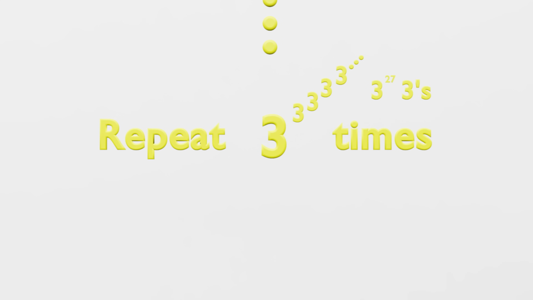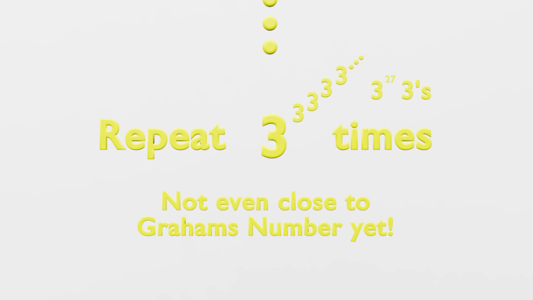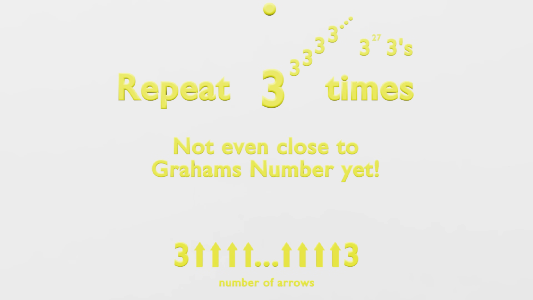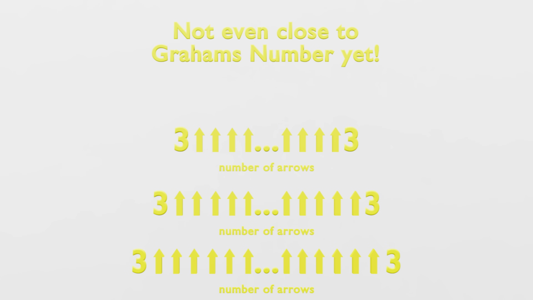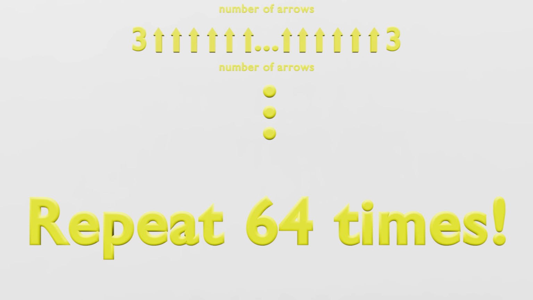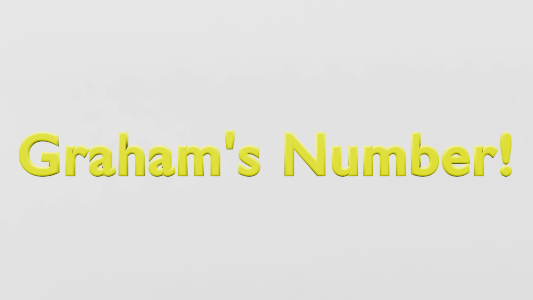This number is huge, but we are not even close to Graham's number yet. The result that we derive for 3 quadruple up arrow 3 becomes the new number of arrows that we put between our two threes. The result of this expression then becomes the new number of arrows that we use in our next expression. And then the result of that expression then becomes the new number of arrows for our next expression. This happens 64 times, and then, and only then, do we finally reach Graham's number.